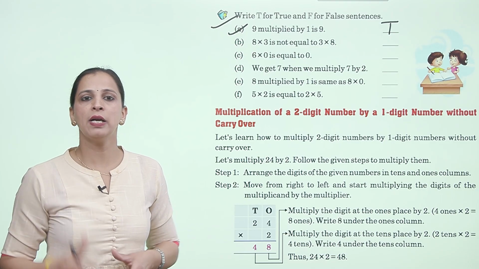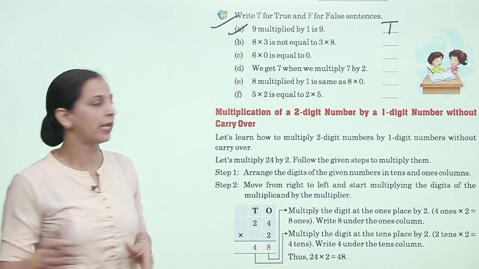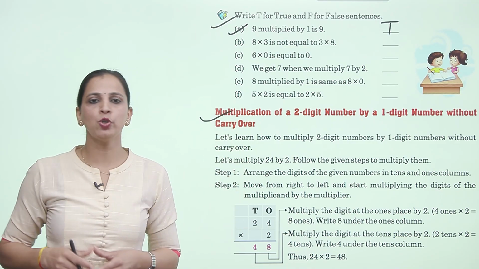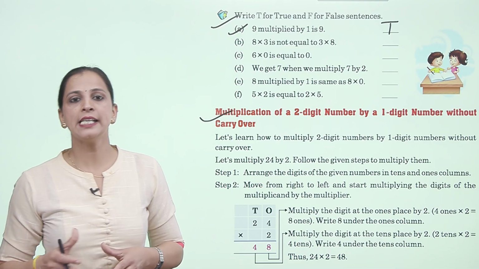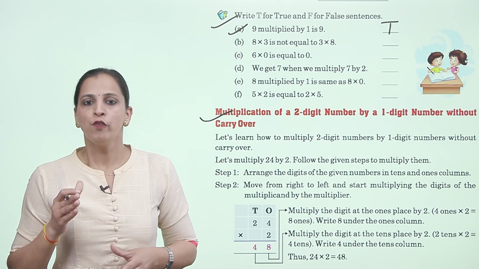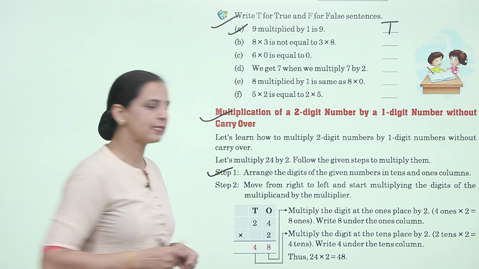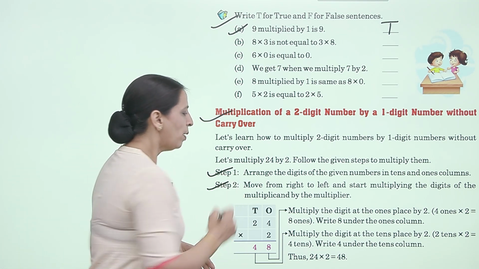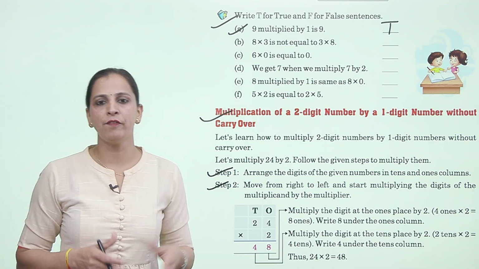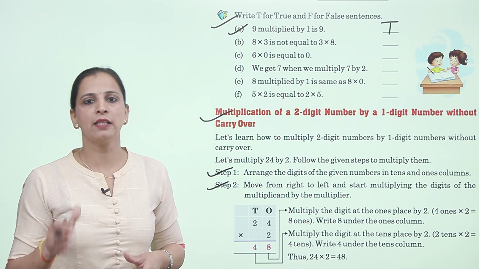Now next is multiplication of 2 digit number by 1 digit number without carry over. Let us learn how to multiply 2 digit number by 1 digit numbers without carry over. Let's multiply 24 by 2. Follow the given steps to multiply them. Step 1. Arrange the digits of the given numbers in tens and ones columns. Step 2. Move from right to left and start multiplying the digit of the multiplicand by the multiplier.